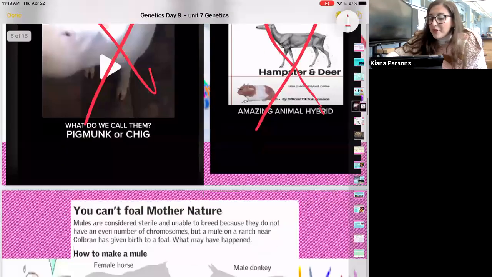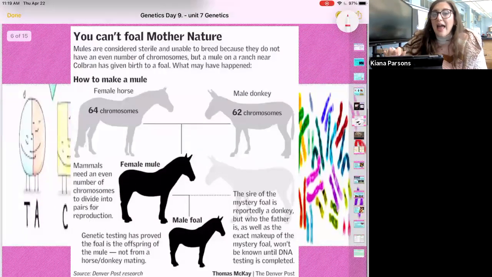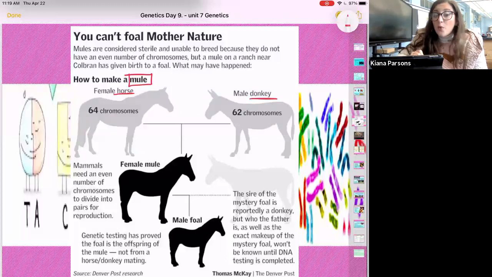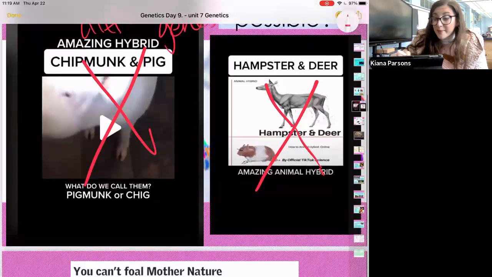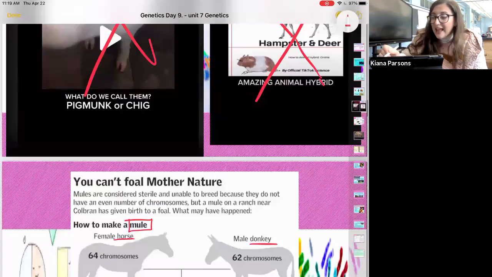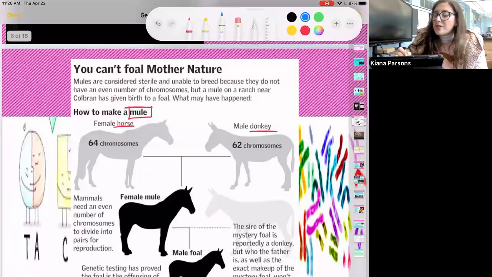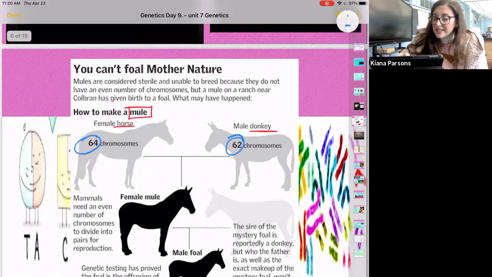A really good example of this is how a mule is produced. So we have here a horse and a donkey, which are very similar species. If you've ever seen a horse and a donkey, they look a lot alike. But, and again, these are very similar species, much more similar than, for example, a hamster and a deer or a chipmunk and a pig. They have a different chromosome number. Okay, so 64 versus 62. That seems really similar, right?